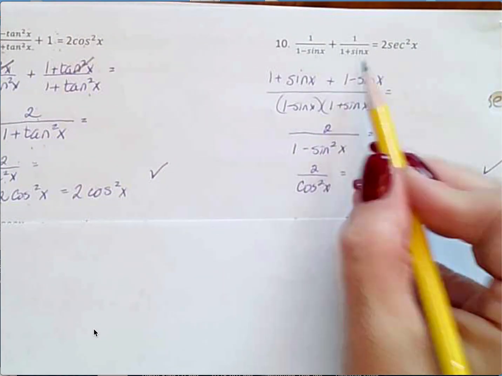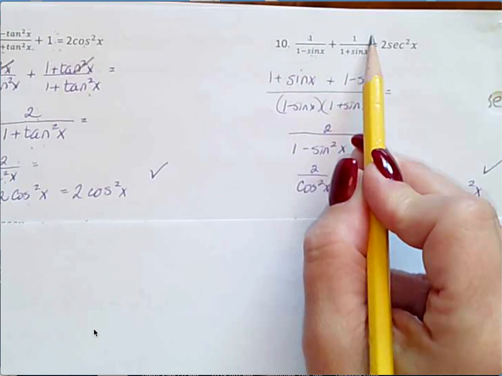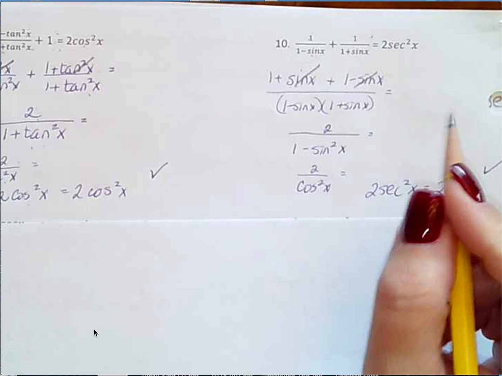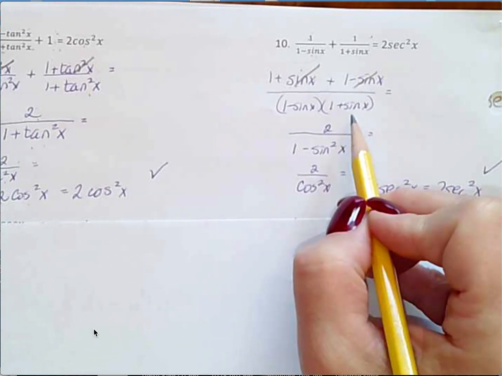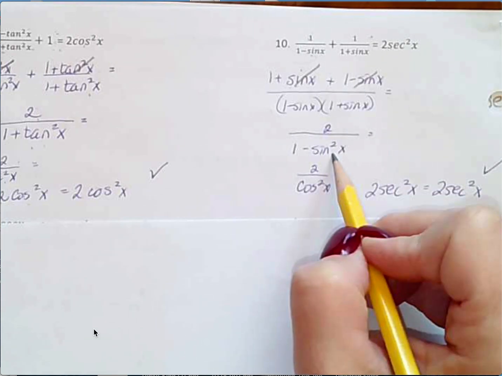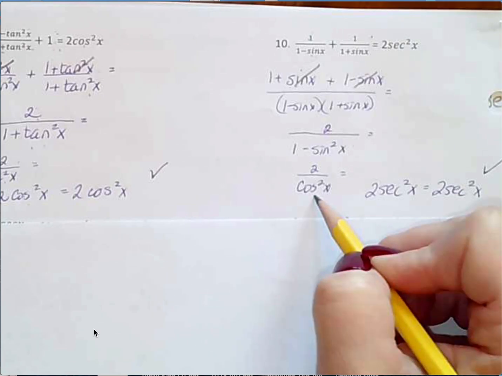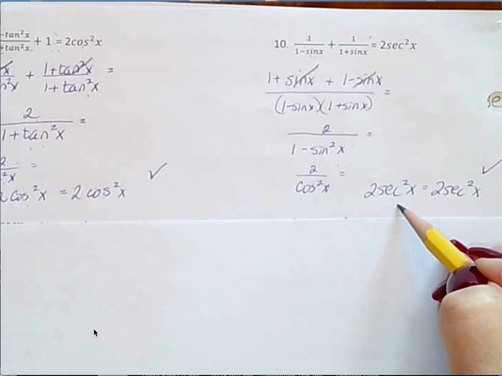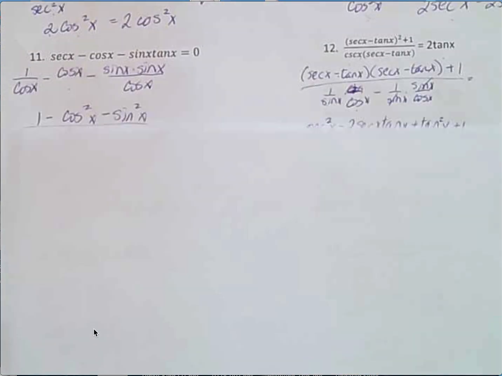So I need both of these pieces. This plus has to go up here, and this with the minus has to go over here. And look, the signs cancel out, and that just gives me 2. Multiply this out, and the middle terms cancel because they're conjugates. This can be rewritten as cosine squared x, and then that comes up top, and there's your 2 secant squared x equals 2 secant squared x. Check, done. Moving on to number 11.